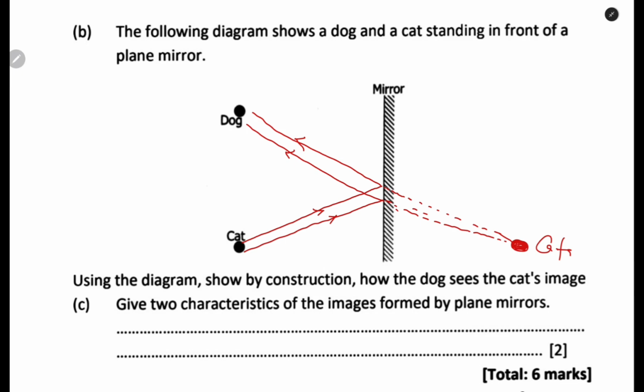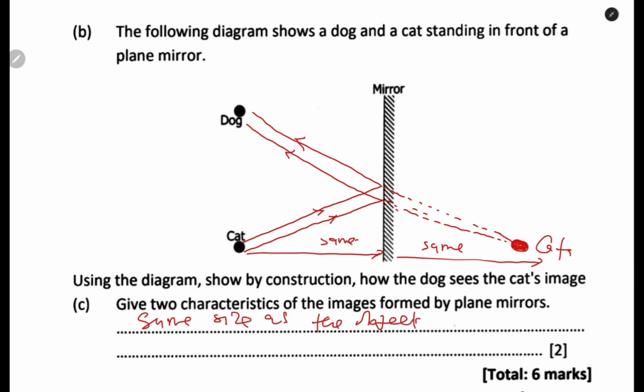So this is reflection. And what you should know is that this distance to the mirror and at the back where the cat's image is, they should be the same. Okay, so that is how you complete the diagram. Then give two characteristics of the image formed by the plane mirror. What are the characteristics? We can talk of same size as the object.